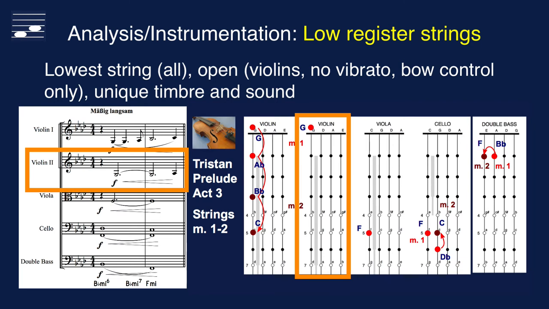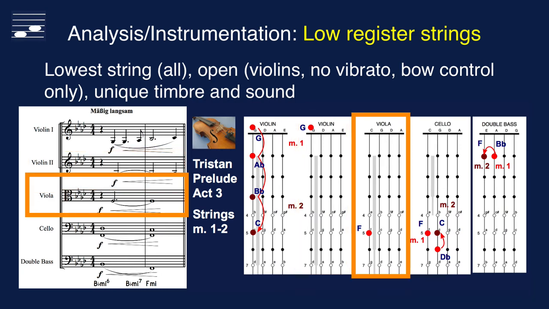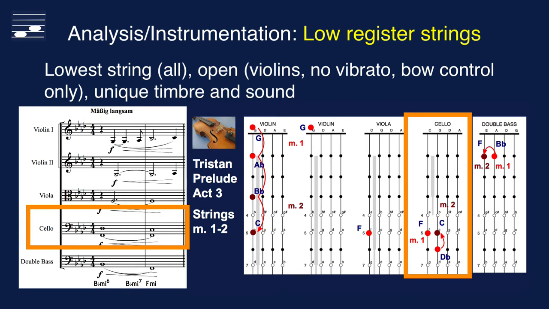Second violins play a sustained open string G. Violas, a fifth position F on the lowest string. Cellos play divisi, one half again on the lowest string. The stepwise descent from D flat to C affirms the F minor key.